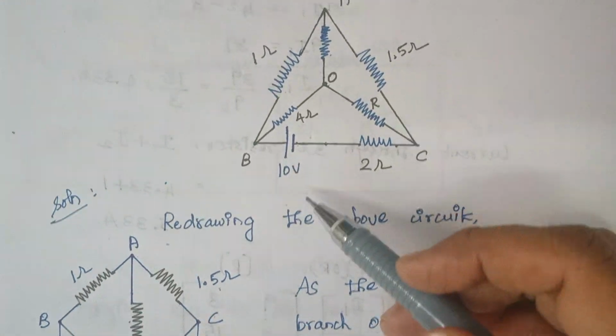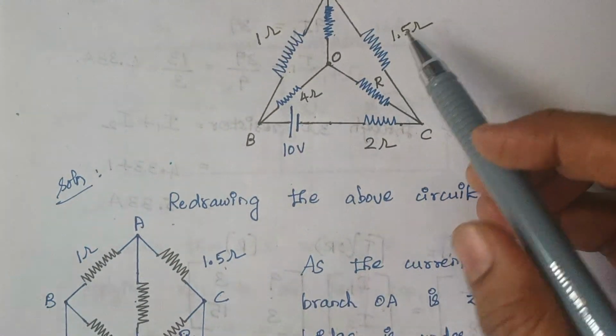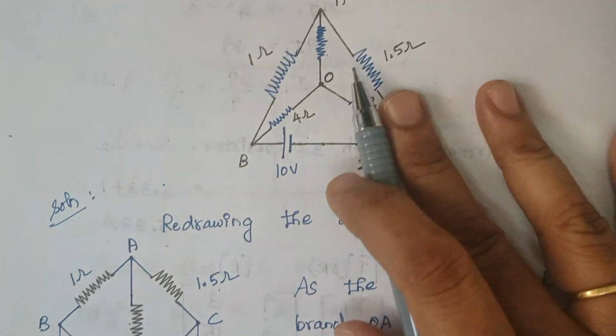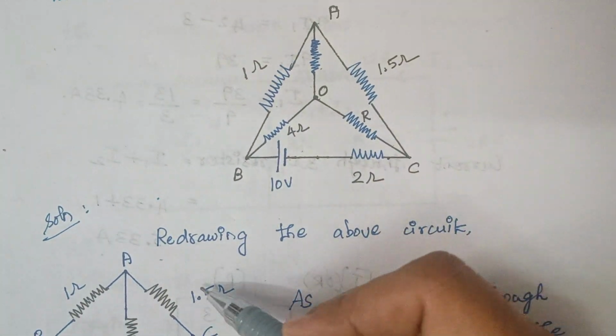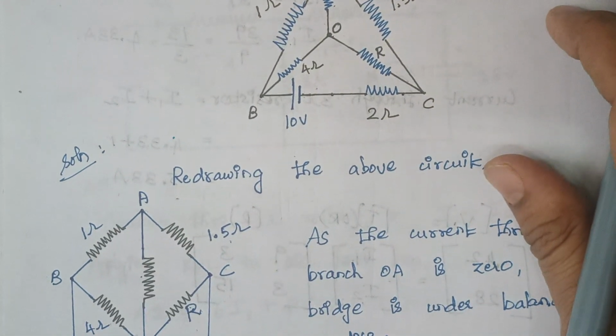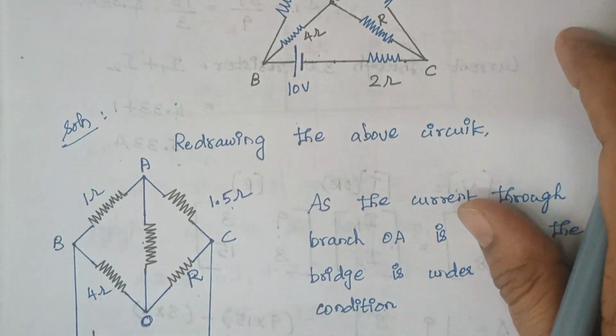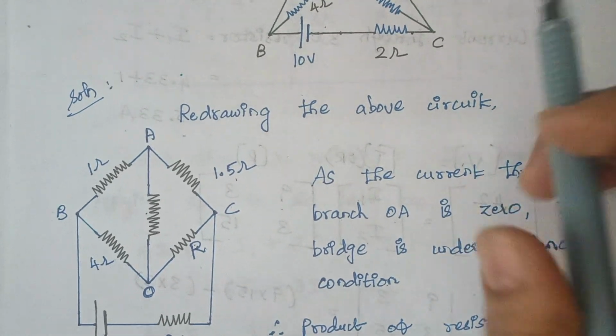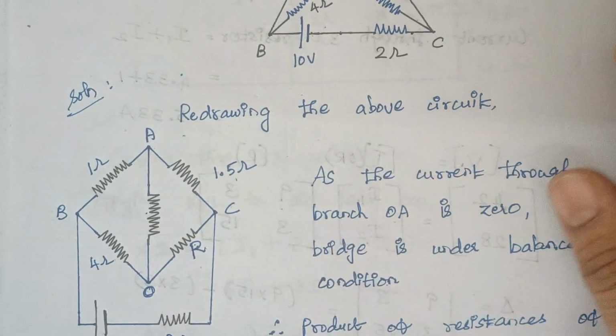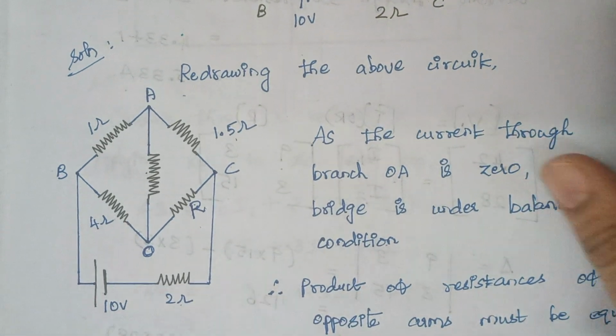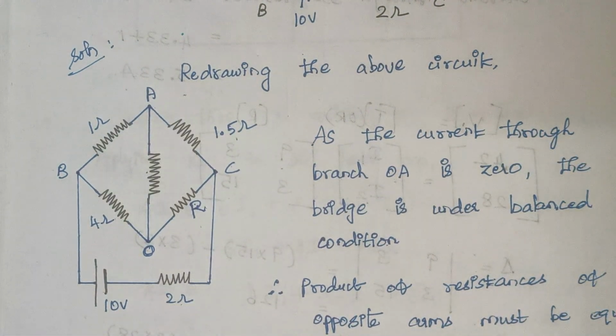Right. Then from B to A there is 1 ohm. And from C to A it is 1.5. Right, and between B and C, as usual, we are having a voltage source and a 2 ohm resistor here. Right, so we have drawn the circuit.